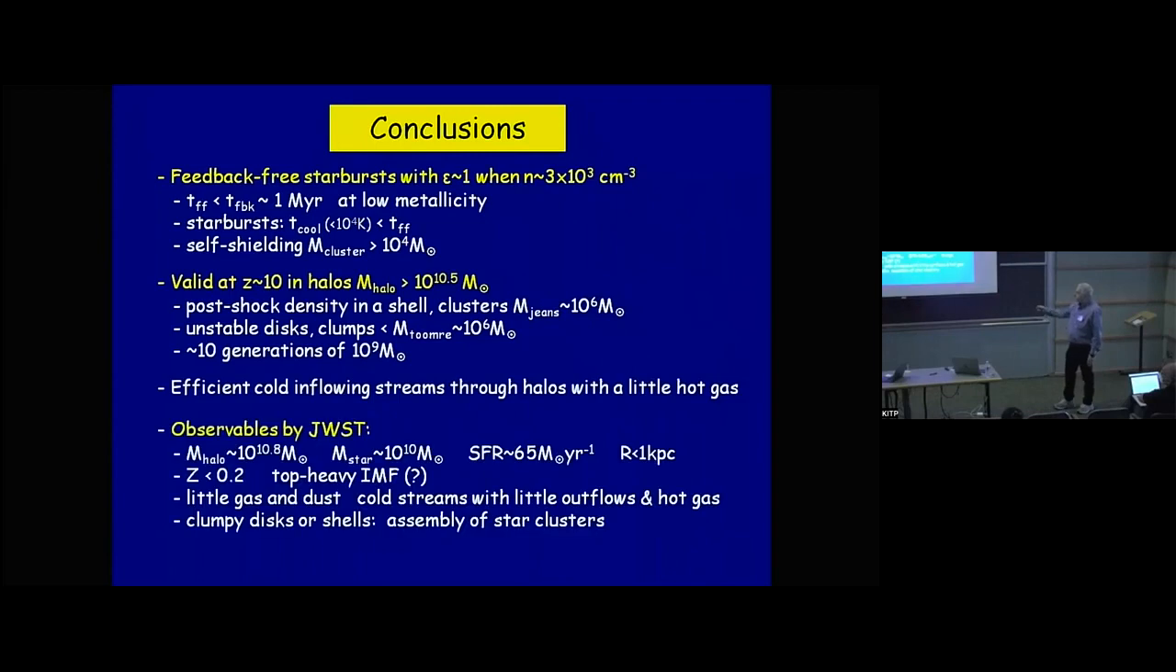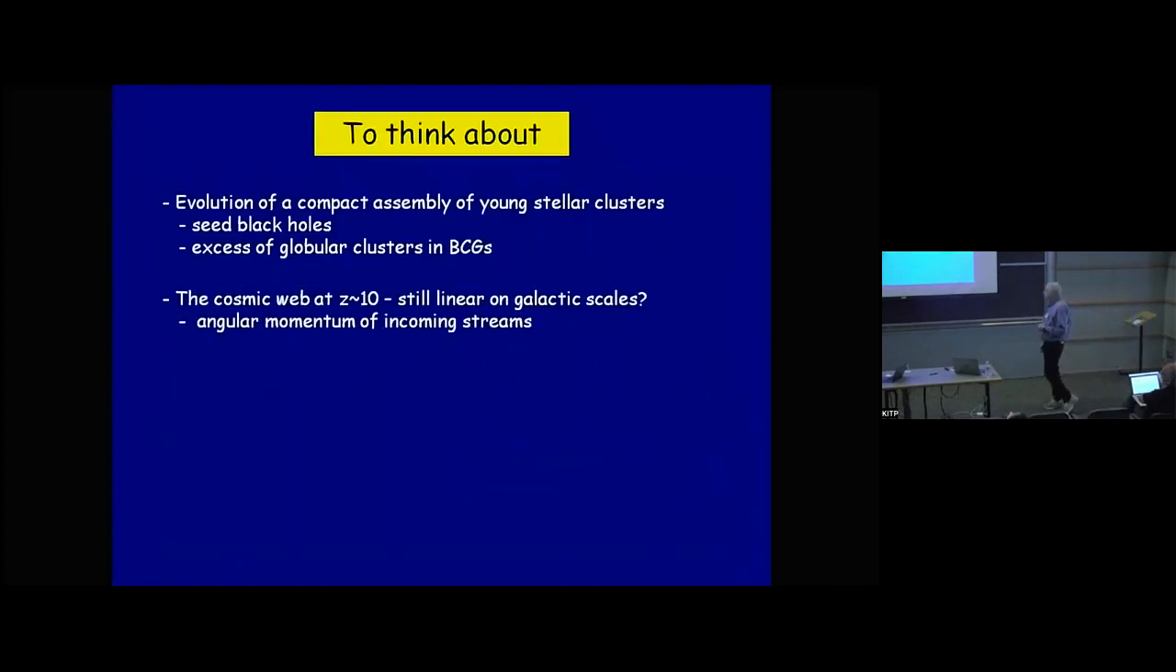There's efficient cold inflow streams through the halo, and I just went through a list of observables that can confirm this very simple scenario. So let me just finish with 2 ideas to think about, maybe the crowd here. One of them, people who care about what happens to this galaxy. Remember, we start with a galaxy that consists of 10,000 globular cluster-like systems. What will happen to it as it evolves forward? Is it related to globular clusters we see today? These galaxies are going to end up today as BCGs in clusters, very big ones.